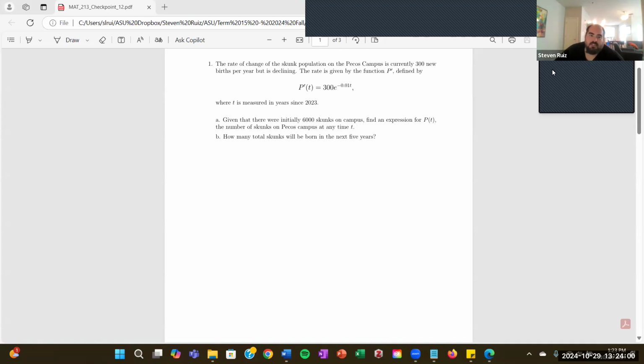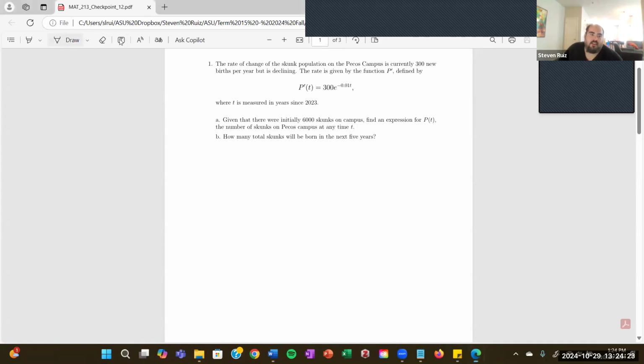So the first question we're talking about: this function we have is the rate of change of the skunk population on the Pecos campus. So basically we're given a rate of change, the thing we usually think of as a derivative, and we're being asked to find the parent function, P of t, from here. So how do we do this?